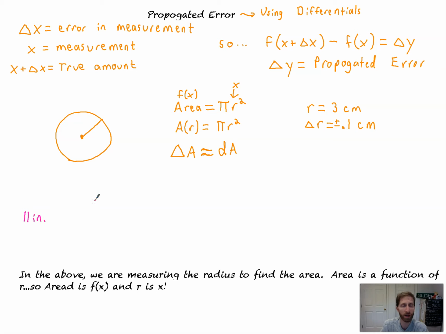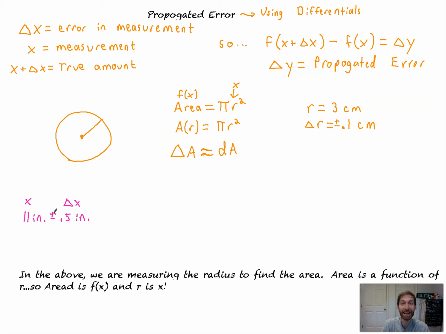We measured something to be 11 inches. That's your x value. And we say that the error is, I don't know, maybe plus or minus 1 inch. It's a pretty bad error, plus or minus 0.5 inches. That's delta x. That's the possible change in x.